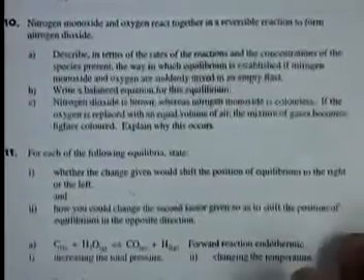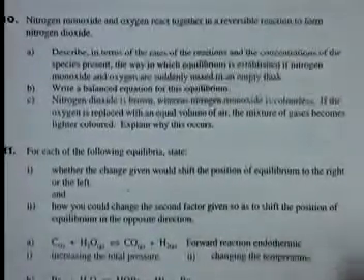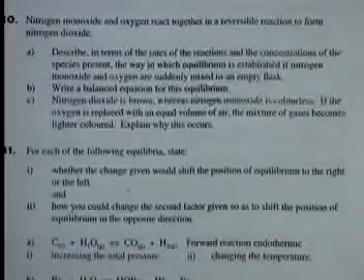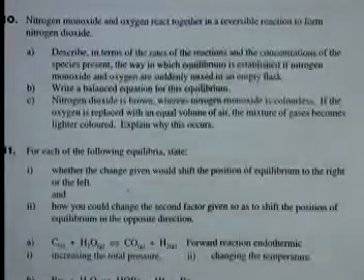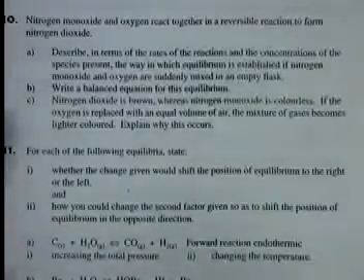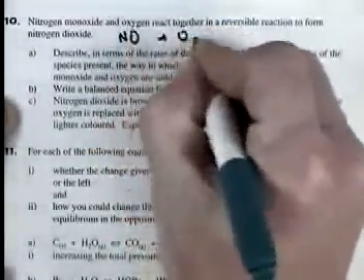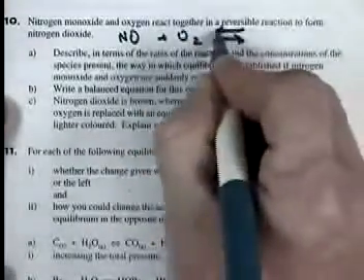Let's turn to number 10 back here on the opposite side. Nitrogen monoxide and oxygen react together in a reversible reaction to form nitrogen dioxide. Describe, in terms of rates of reactions and the concentration of the species present, the way in which equilibrium is established if nitrogen monoxide and oxygen are suddenly mixed in an empty flask. Well, we've got nitrogen monoxide and oxygen coming together in a reversible reaction to form nitrogen dioxide.